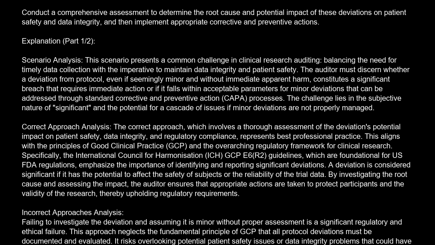A deviation is considered significant if it has the potential to affect the safety of subjects or the reliability of the trial data. By investigating the root cause and assessing the impact, the auditor ensures that appropriate actions are taken to protect participants and the validity of the research, thereby upholding regulatory requirements.